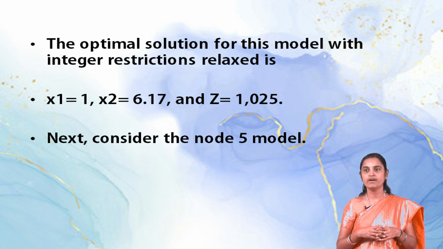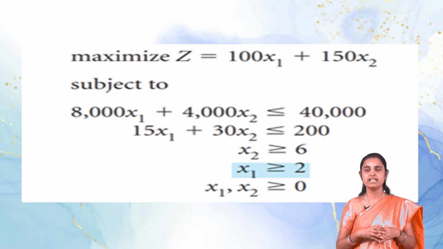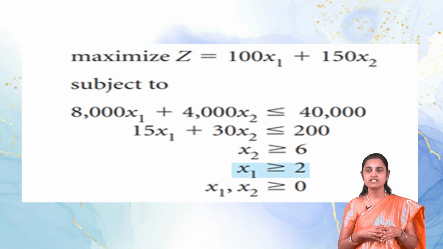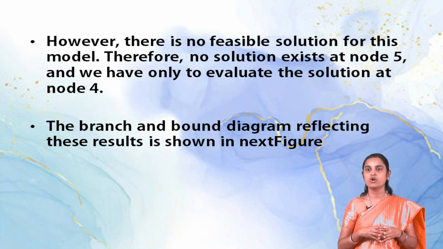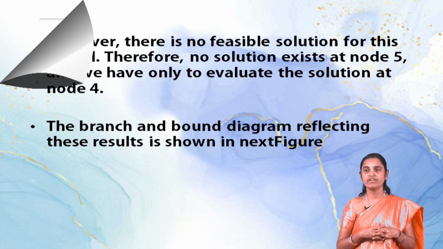Next, consider the node 5 model. Maximize z equal to 100x1 plus 150x2. The new constraints are x2 greater than or equal to 6 and x1 greater than or equal to 2. The other constraints remain the same. However, there is no feasible solution for this model. Therefore, no solution exists at node 5 and we have only to evaluate the solution at node 4. The branch and bound diagram reflecting these results is shown in the next figure.